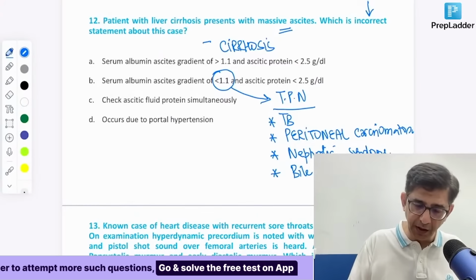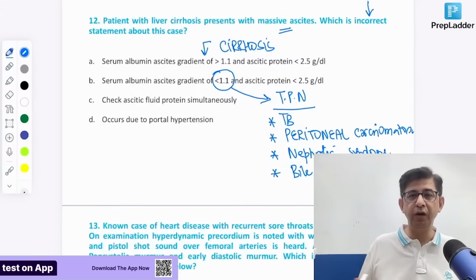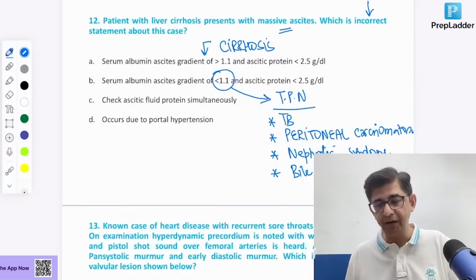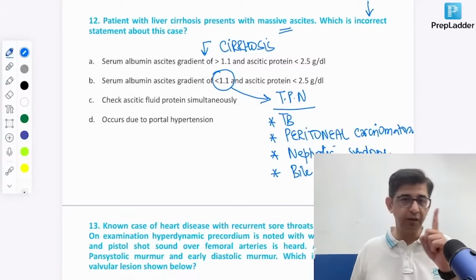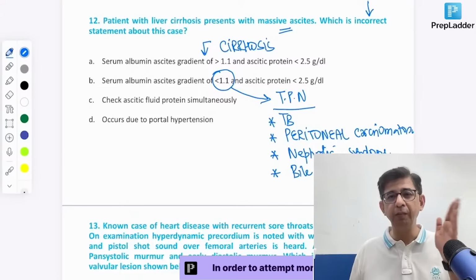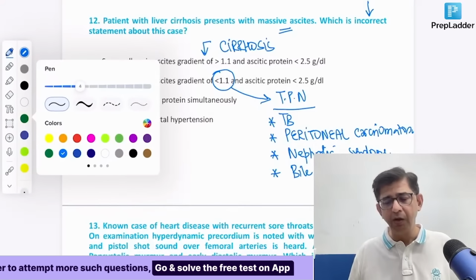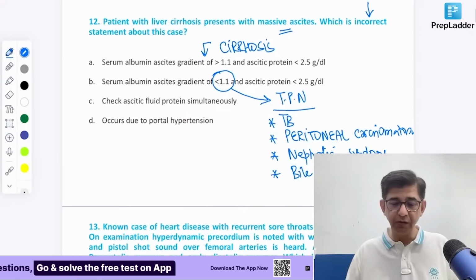So A option is correct. If you look at C, check the ascitic fluid, because the mathematical formula is serum albumin minus ascitic fluid albumin. You will check the albumin in the blood, and you will check the albumin in the ascitic fluid. So serum albumin ascites gradient, and it occurs due to portal hypertension. Portal hypertension is one of the leading causes for development of this.